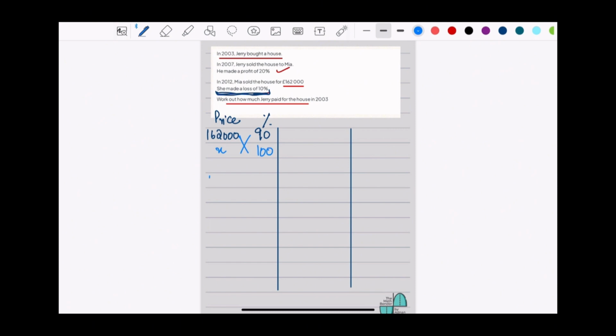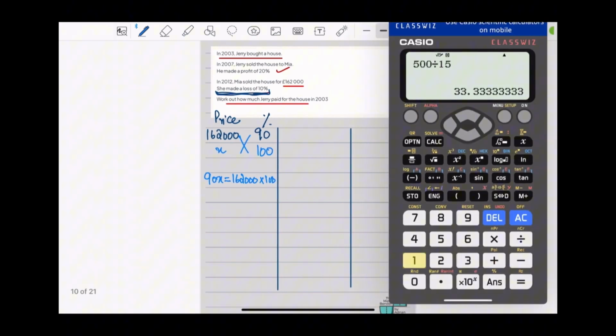So 90 times X equals 162,000, and since multiplied with 100, I'll straight away use my calculator. So 162.